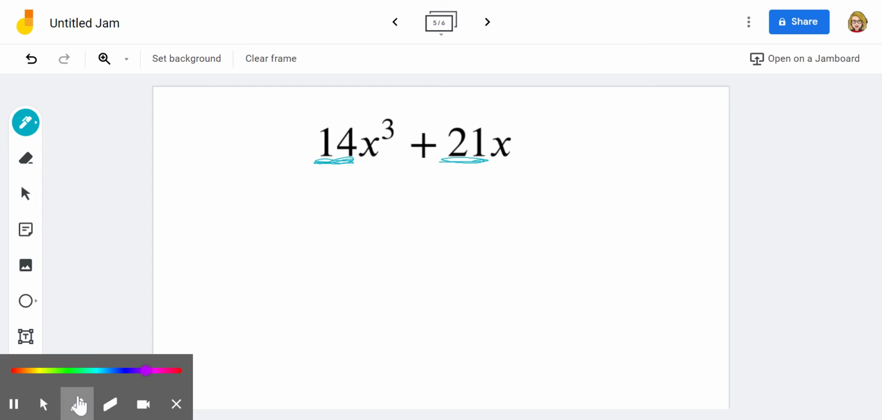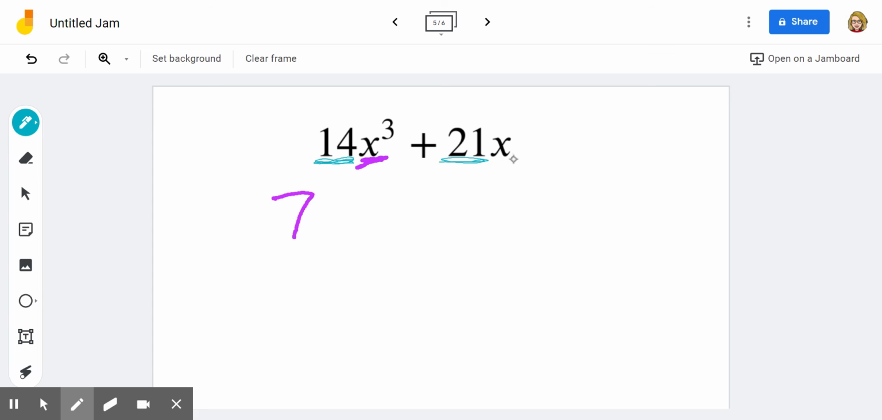What is the largest number that goes into both 14 and 21? Well, that's 7. 7 goes into 14, and 7 goes into 21. And then look at your x's. We have x cubed and x. You at least have one x in both terms. So 7x is our greatest common factor.